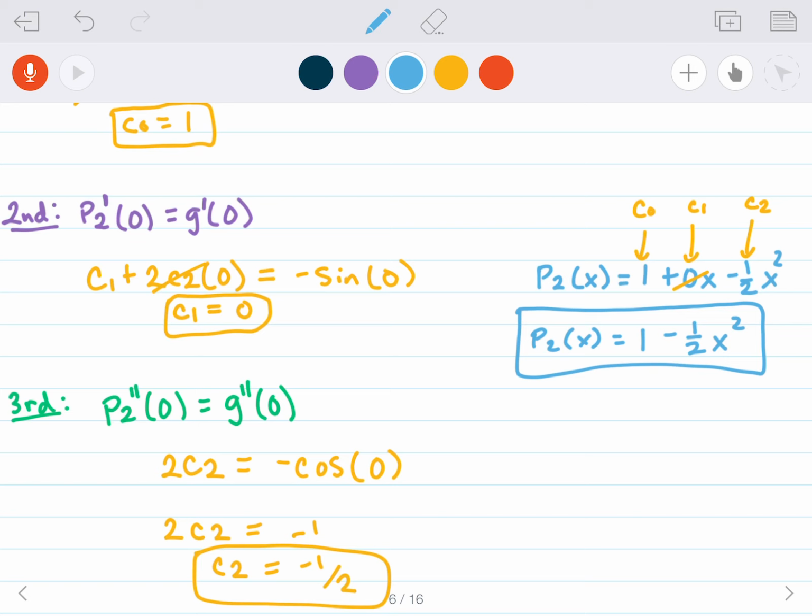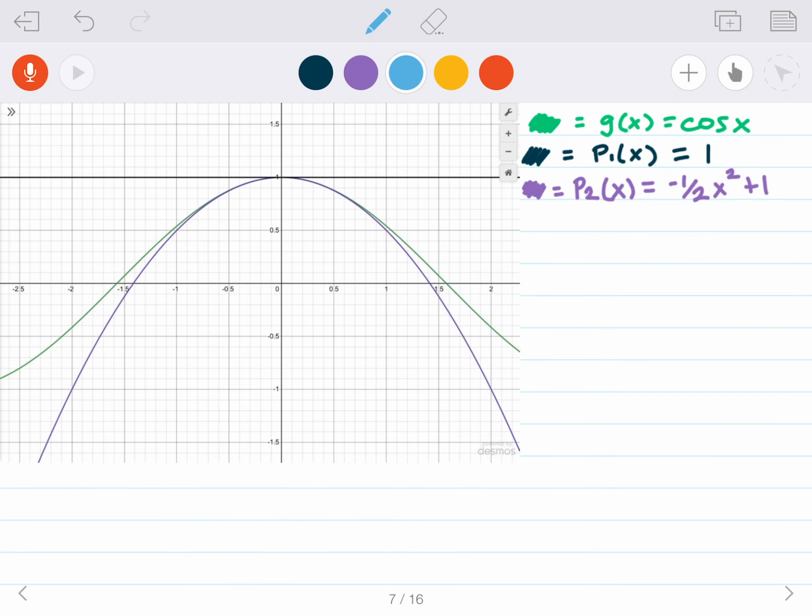So that is it. So let's take a look at this on Desmos, our best friend Desmos. In green, I have our function that we're trying to approximate, cosine of x. In black, I have the linear function that we found a few slides ago, which was just y equals 1. So it's that straight line. And then in purple, I have the quadratic function that we just found, okay? And you can see that for values of x further away from 0, the quadratic is a much better approximation.